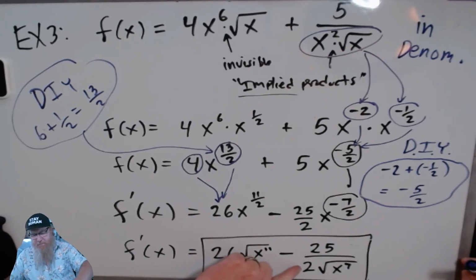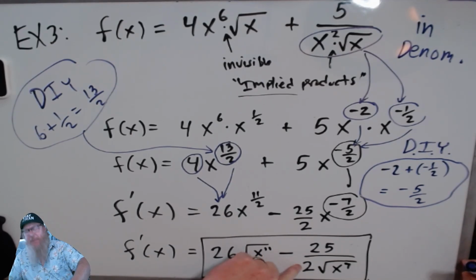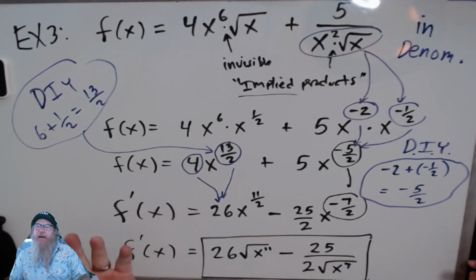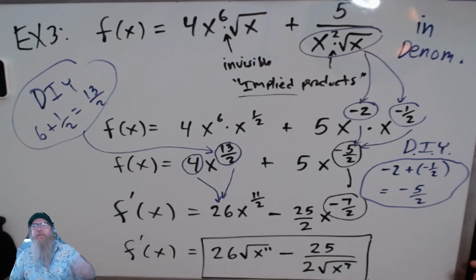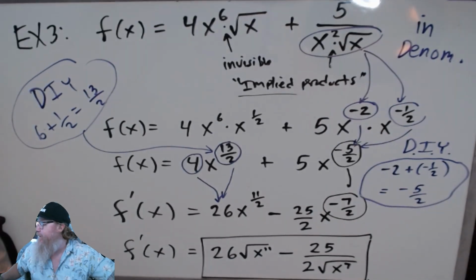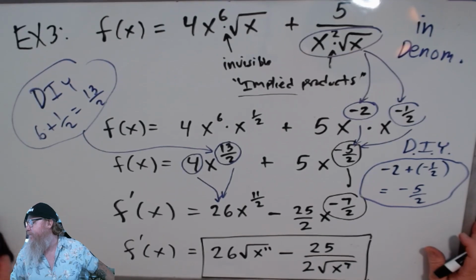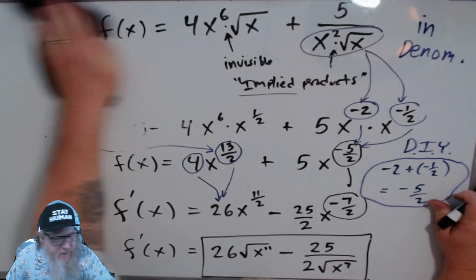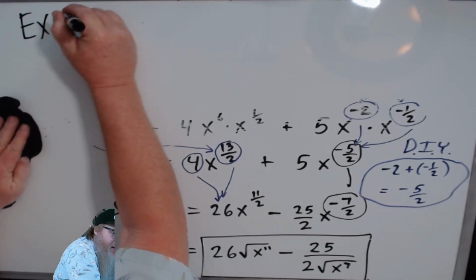I should also mention that the only reason why I'm leaving this 2 in the bottom is because 25 is not divisible by 2. If 25 was divisible by 2, then I would even go one more step. All right. Using the rules. I'm also showing all the different notations that we might be using as well.